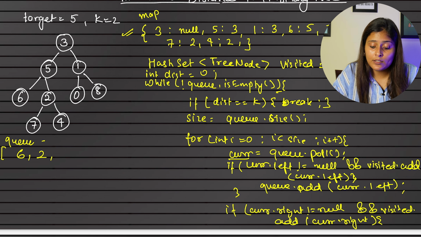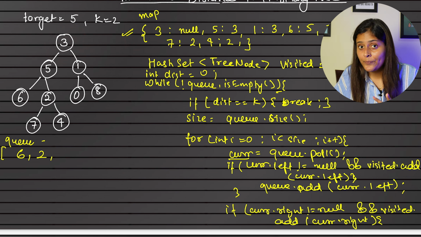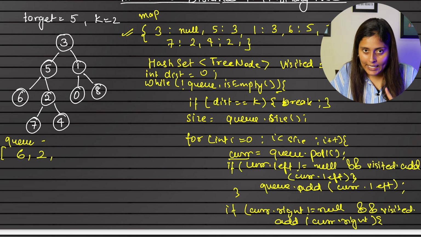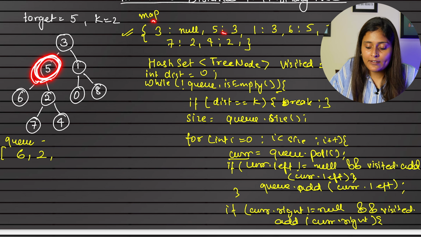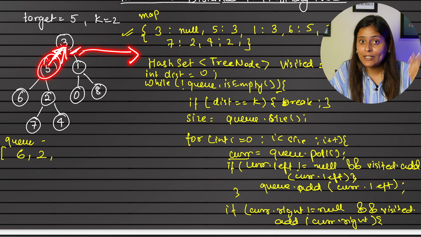But we have to add this node's parent also, and where is it present? In the map. So how should we read it? First we have to check: map dot get 5. So with 5 from the map we'll get the parent. We'll check if the parent is not null first, and once it is not null, then we'll add this again in the set. If it gets added, it means for sure it was not there.